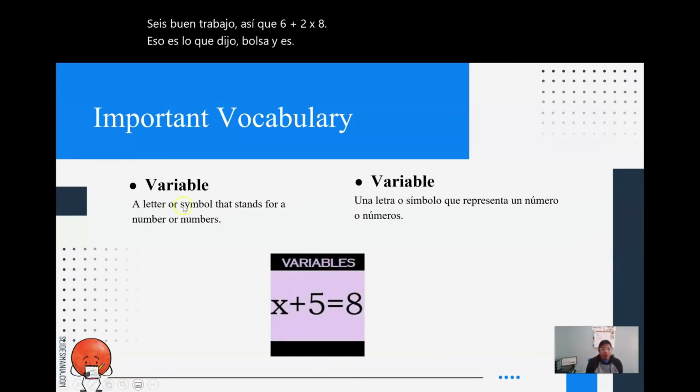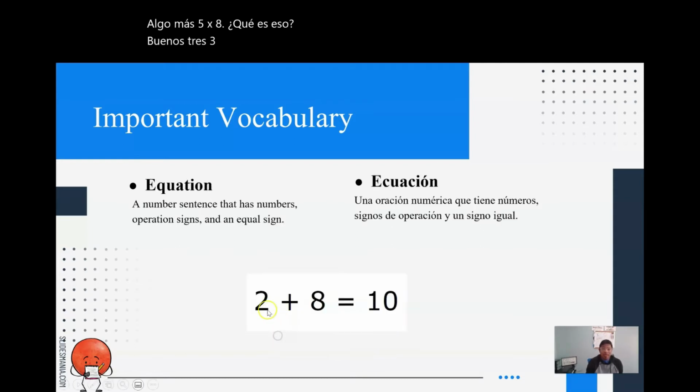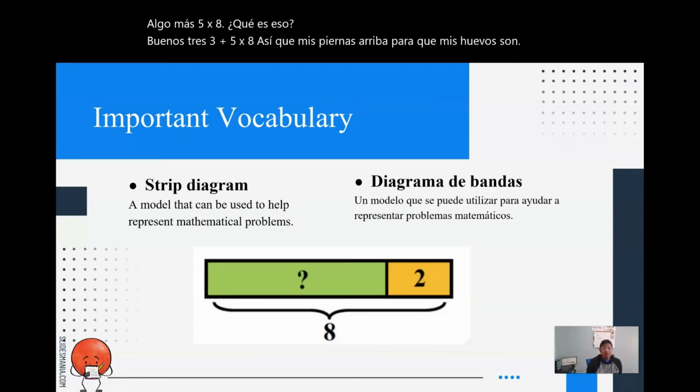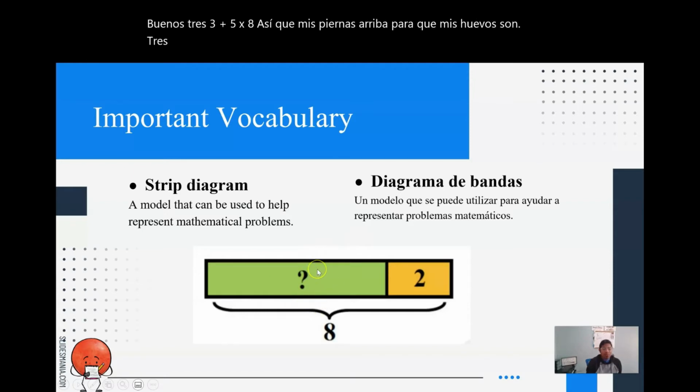Variable, a letter or symbol that stands for a number or numbers. So here, my x is my variable. So x plus 5 equals 8. Something plus 5 equals 8. What is that? Good, 3. 3 plus 5 equals 8. So my x is 3. That's my variable. Here, my question mark is my variable because I don't know what it is, but I can still solve for it.